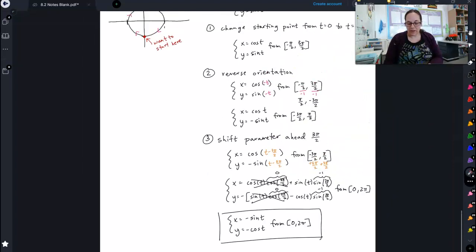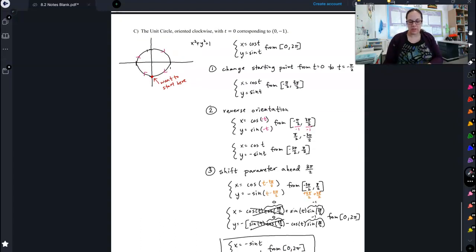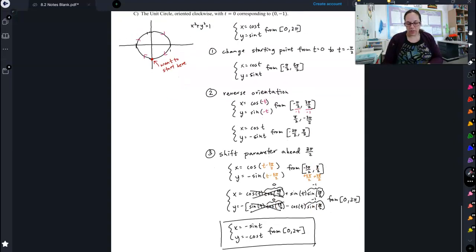So if you made a t-table for that, it would be the unit circle. It would start down here at t equals 0, and it would go in a clockwise direction, which is what I want. It's kind of a good summary of all the different adjustments we learned how to do.